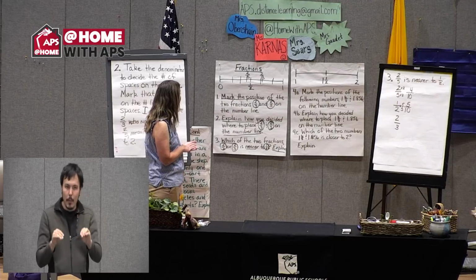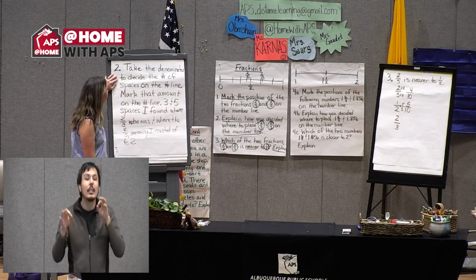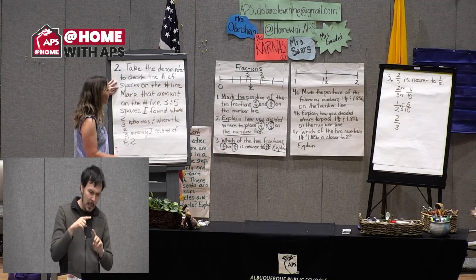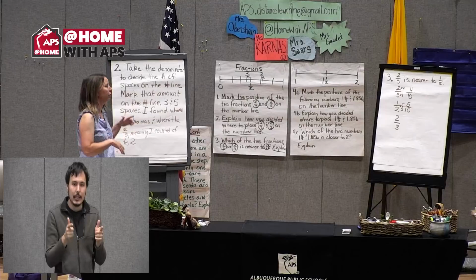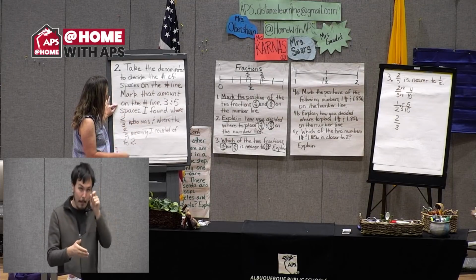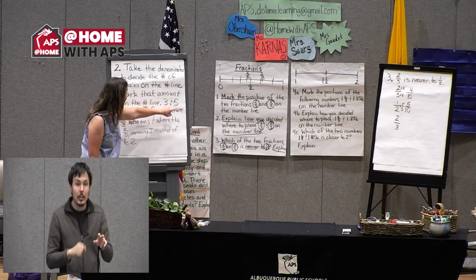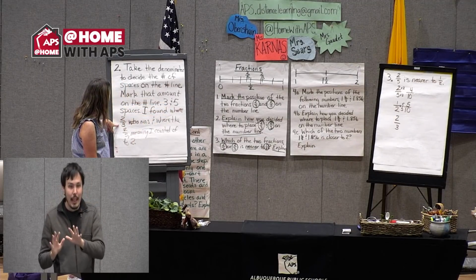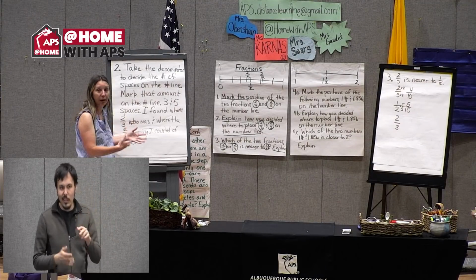The second one, explain how you decided. Over here, it says, take the denominator to decide the number of spaces. That's how many spots on the number line. That's kind of my thinking through it. Mark that amount on the number line, 3 and 5 spaces. 3 for the 2/3, 5 for the 2/5. I found where 2/3 was and where 2/5 was, meaning I counted off by the 2.